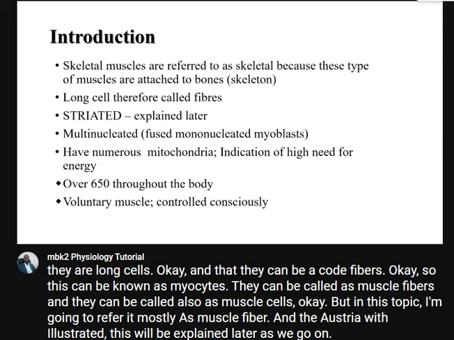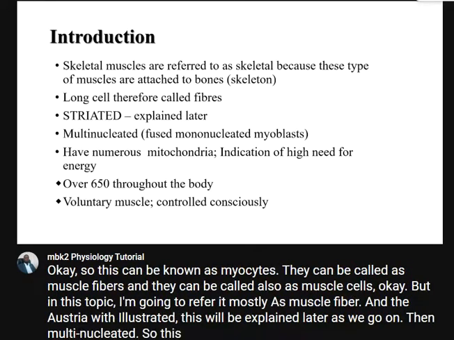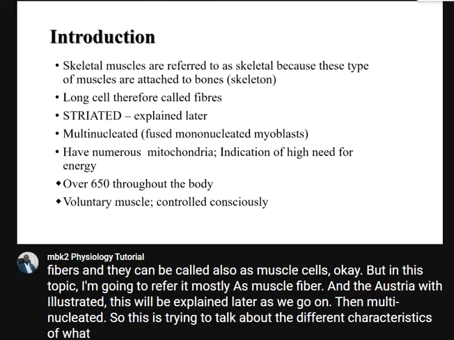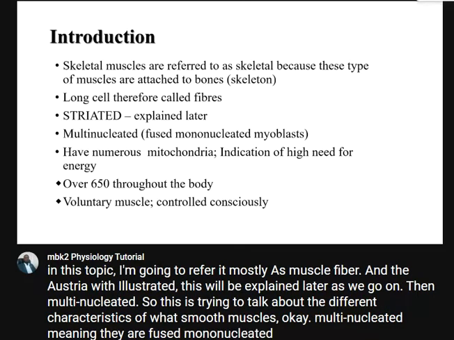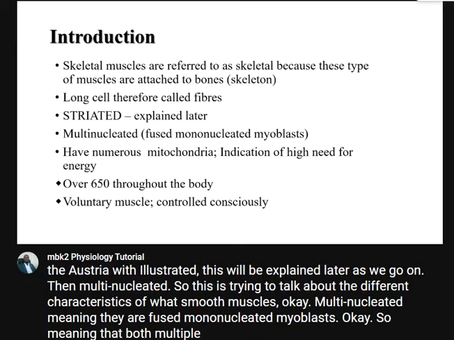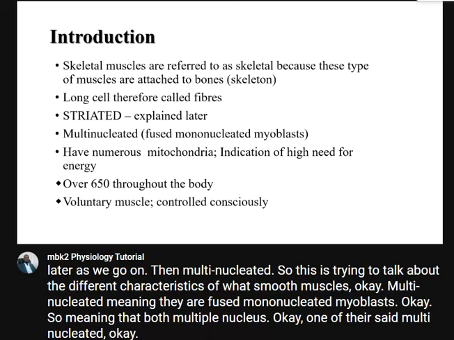Then multinucleated. This is talking about the different characteristics of skeletal muscles. Multinucleated means they are fused mononucleated myoblasts, so they have multiple nuclei. No wonder they are said to be multinucleated. They have numerous mitochondria, an indication of high need for energy.